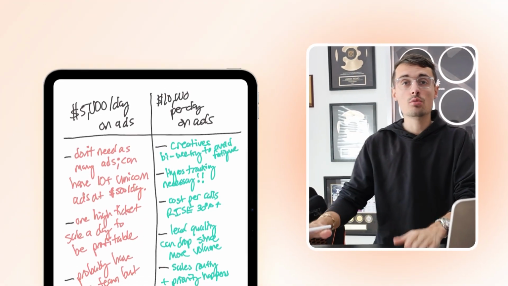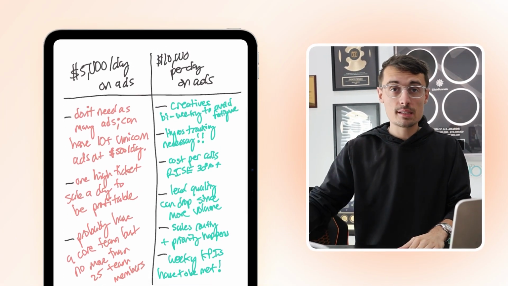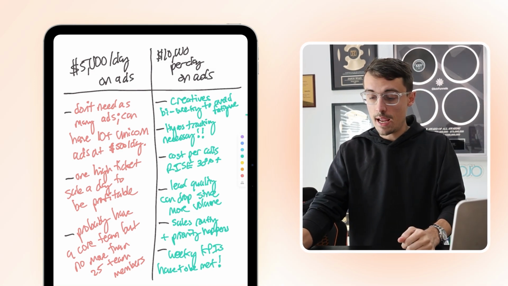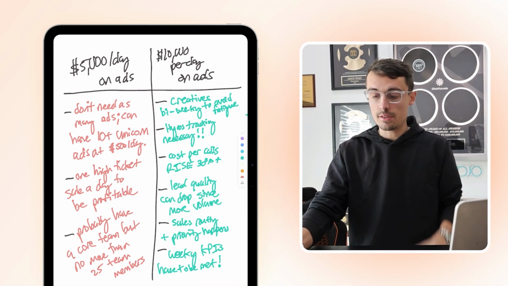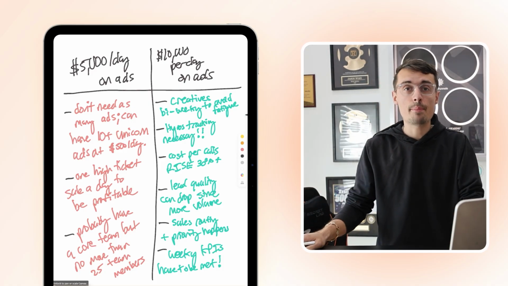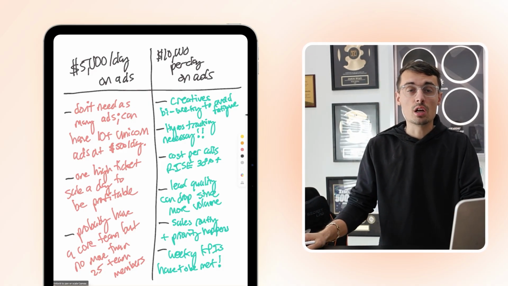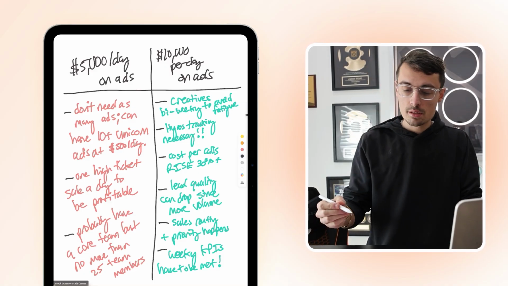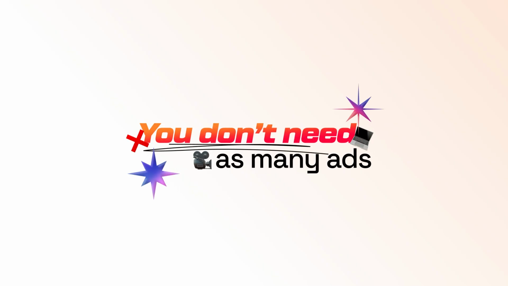So let's go down here to the board, and I wanted to show you two quick splits of the difference between $5,000 a day on ads and $10,000 a day, okay? Because there is a small change that does happen inside of the ad account that's going to make you realize why this matters. So at $5,000 a day on ads, you don't need as many ads, okay?